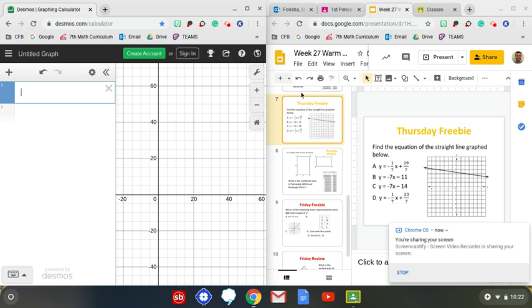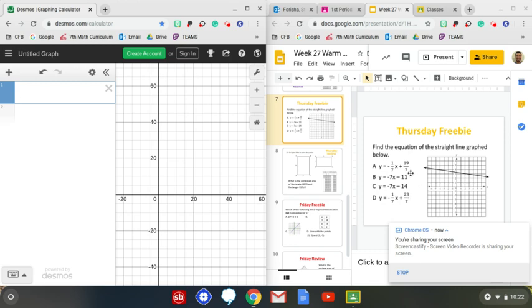This Thursday freebie, it's a freebie because it's super easy. I know I have a negative slope just by looking at it, and then I know my starting point, my y intercept, has to be a little bit more than 3, and it's a positive. My starting point's a positive. So right away I get rid of B and C because my starting points are negative. So I'm left between A and D.